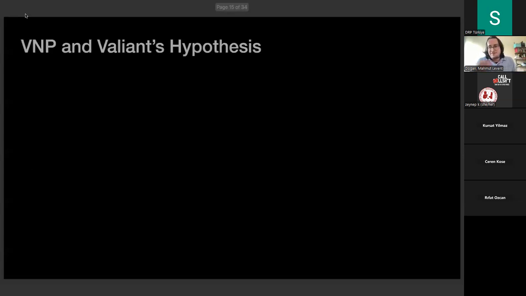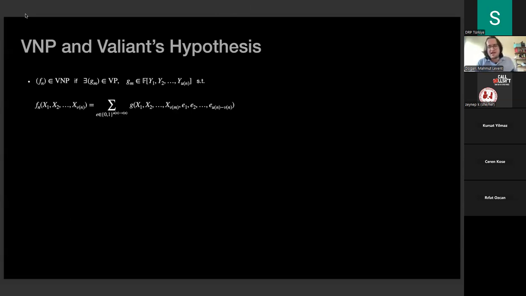So another class is VNP. That will be the algebraic analog of NP. And VNP is defined in a bit different way. These are all polynomials that are given explicitly, okay? This is the definition, but let's ignore it for the moment. I will give a different definition. A family of polynomials is in VNP if its coefficients can be computed efficiently. Not the polynomial itself, but every coefficient can be computed efficiently.